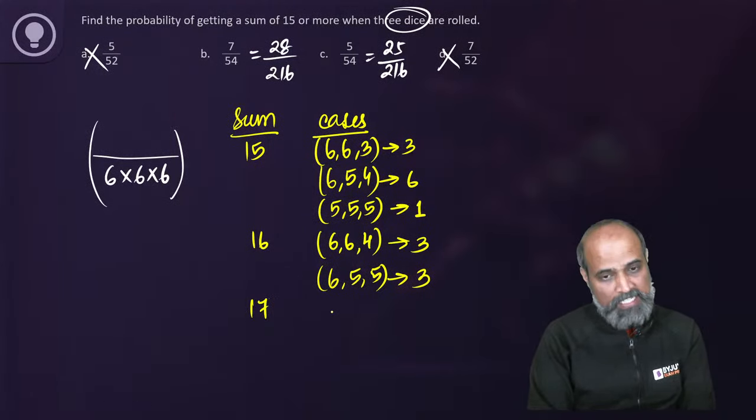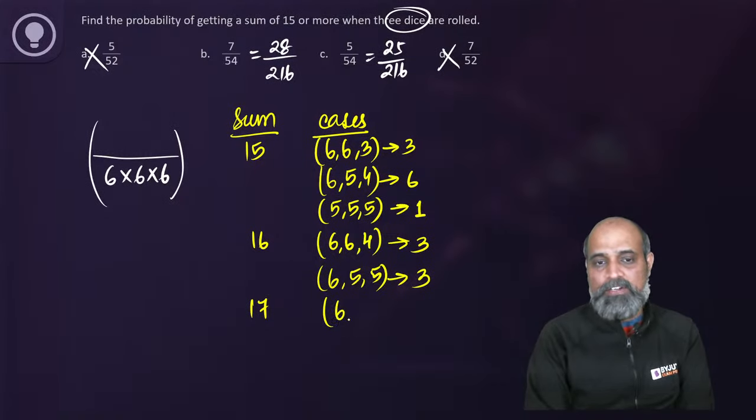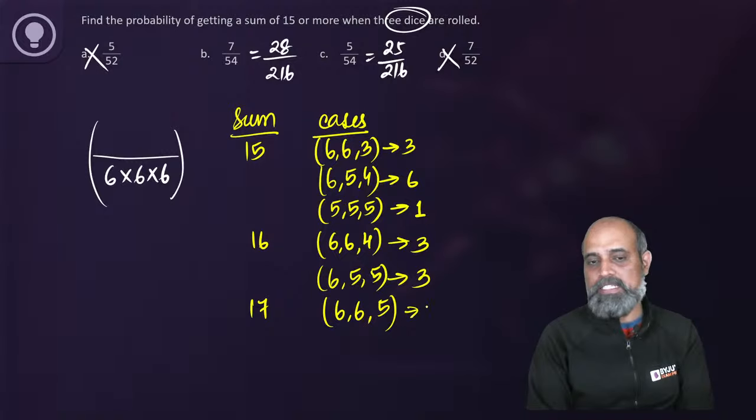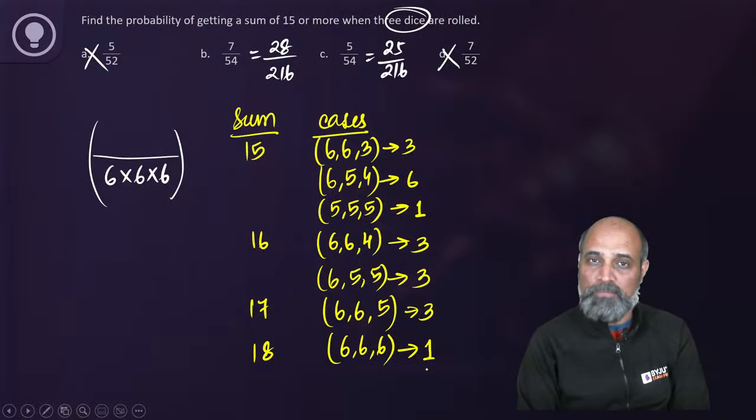17 we can have. We can take 6, 6, 12, 12 plus 5. Can we have any more possibility of 6 apart from 6, 6, 5? No. It will have 3 cases. Next is, can we have sum as 18? Yes, 18 can happen with 6, 6, 6. That is going to give us one possibility, right?